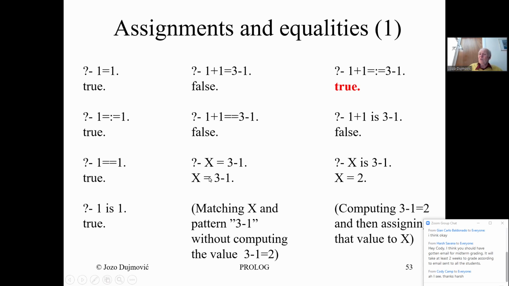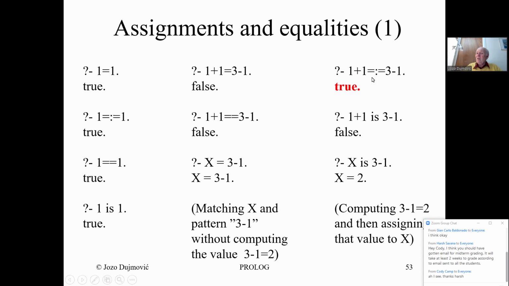So without computing. If you ask whether x is 3 minus 1, well, then 3 minus 1, because of this, is considered an arithmetic expression. It is evaluated, and then x is 2. You can also ask whether 1 plus 1 is 3 minus 1. It is false, because you cannot have an expression on the left-hand side here. It must be a single variable.